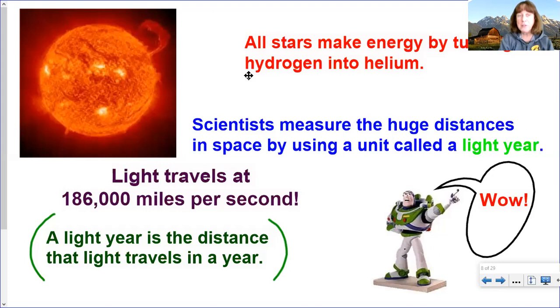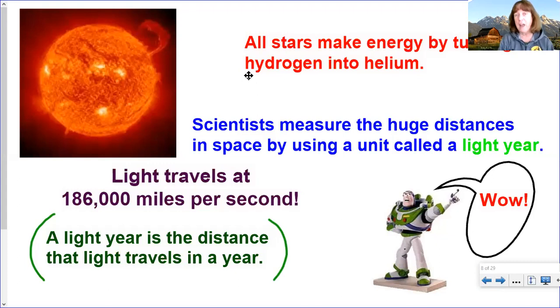Now, because objects in space are so far away, we don't use kilometers and miles when we measure them. We use a unit called a light year. Because they're so far, we'd have to imagine writing a huge, long number for how many miles things are in space. So scientists say light years away. And a light year is how far light travels in 1 year.